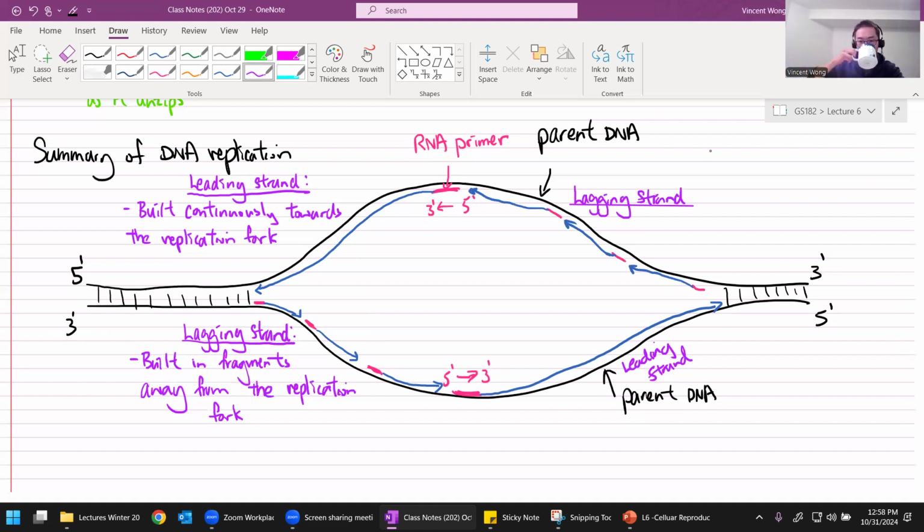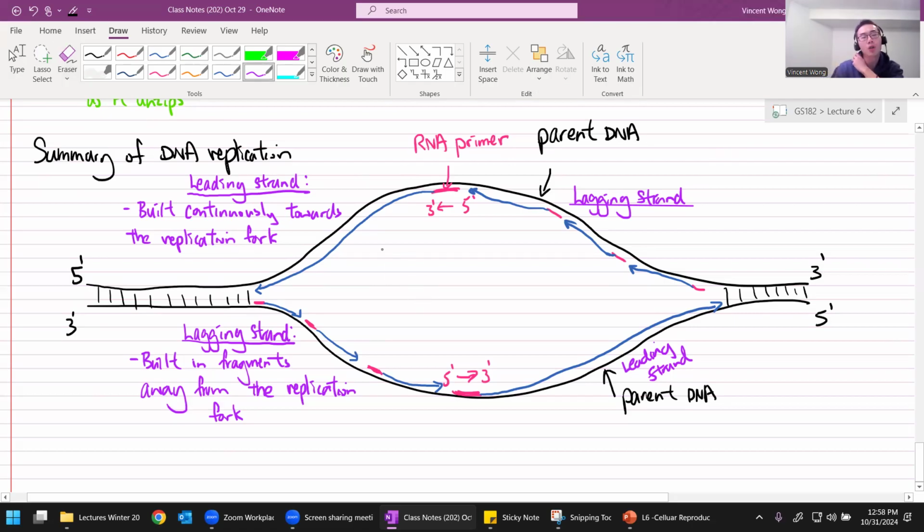Questions? So the leading strand is just the one that follows the current, and the lagging strand is the one that's behind it. Sorry, one more time, I didn't quite catch that. So like the leading strand is where the strand goes towards the 5, and then the lagging strand is the one that goes from the 3.